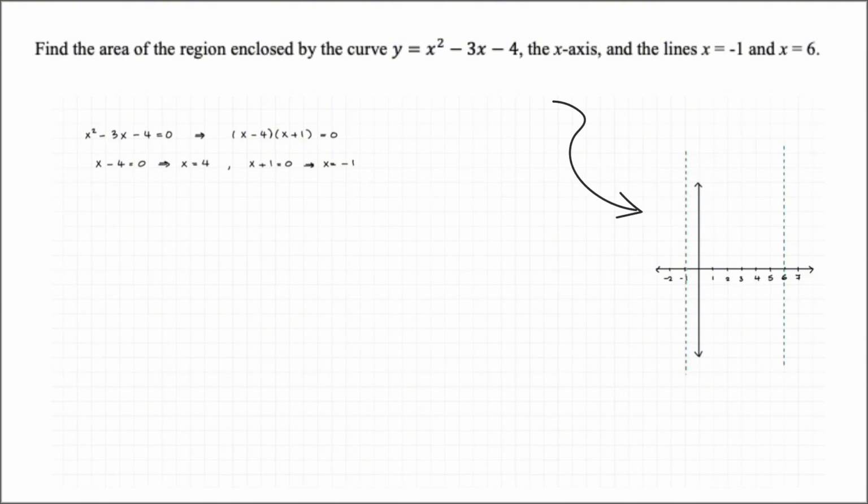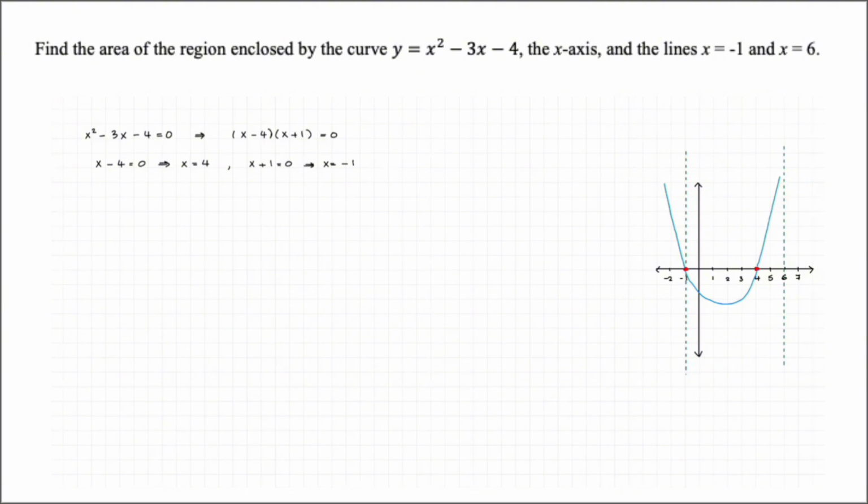Look at the sketch. Since this is a positive x squared parabola, it opens upwards. Between -1 and 4, the graph is below the axis. From 4 to 6, it is above the axis. This means we have to split our integral into two parts.